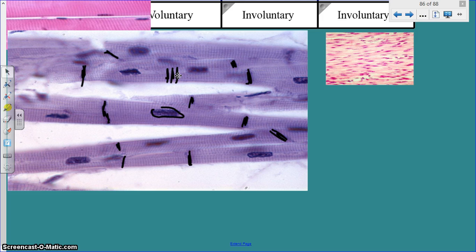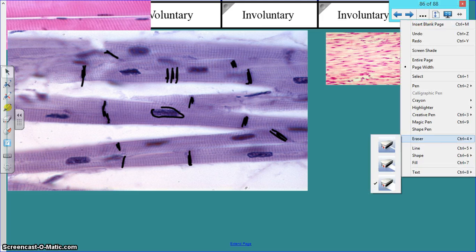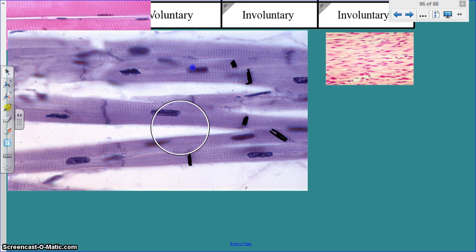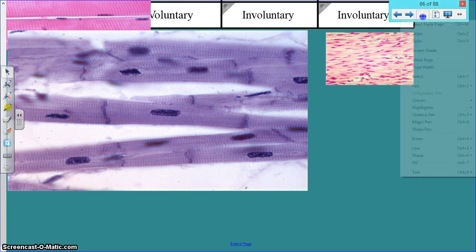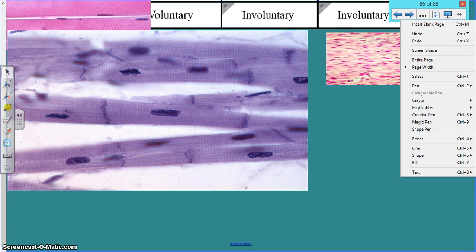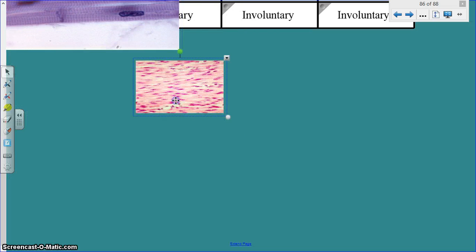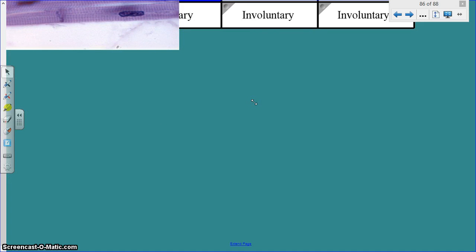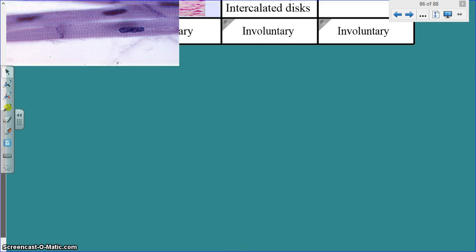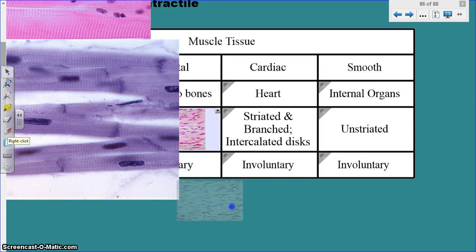Let's see if we can do this a little bit more smoothly this time. There we go. And then our last type of muscle cells, smooth muscle. Ooh, there we go. And that doesn't have striations. Oh dear. There we go.